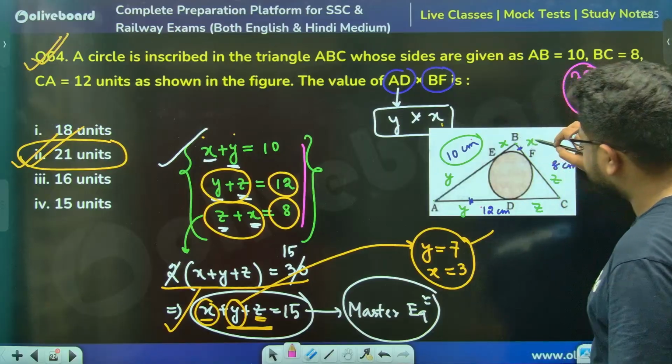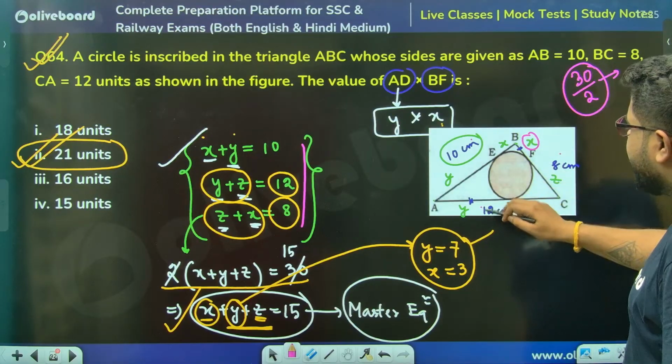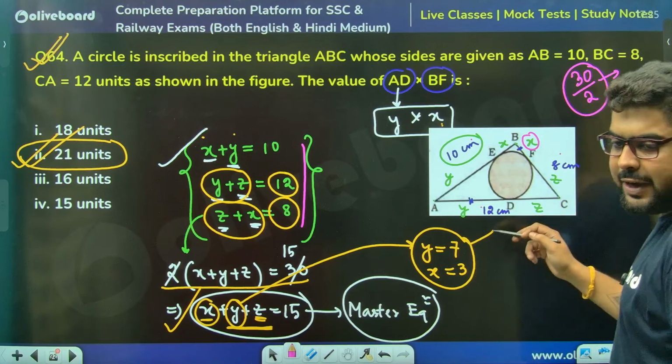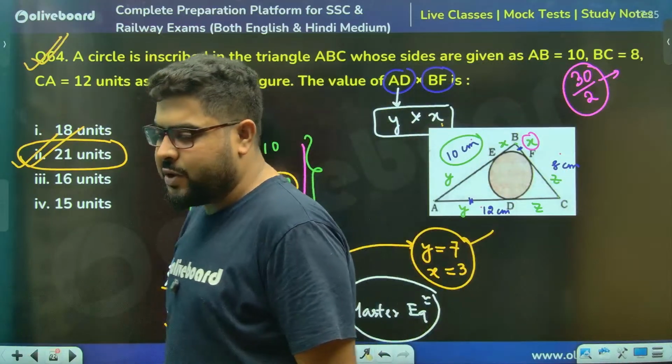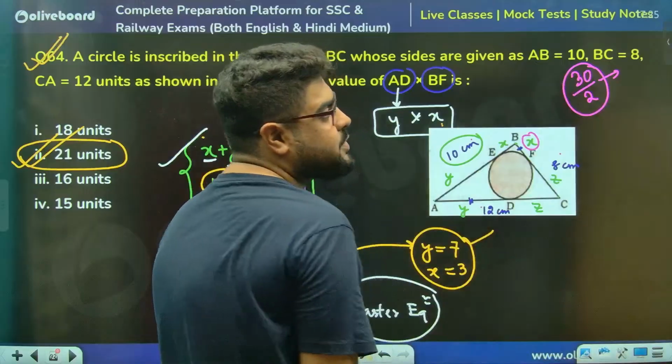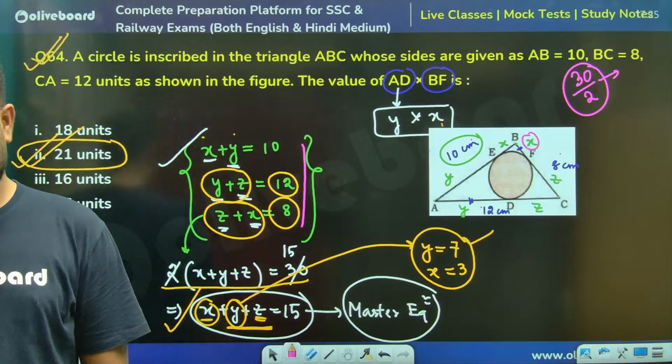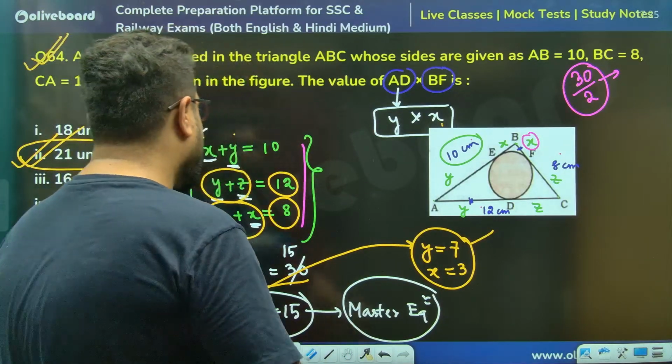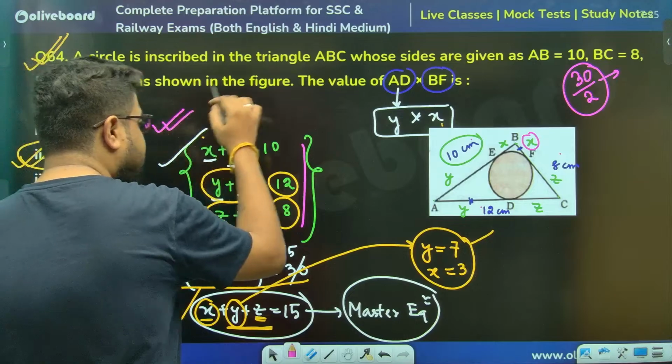Now what you will do is say, I need X, so subtract Y plus Z from here. If you need Y, subtract Z plus X from here. If you need Z, subtract X plus Y from here. Okay? So this is how you need to proceed. This is how the shortcuts come.